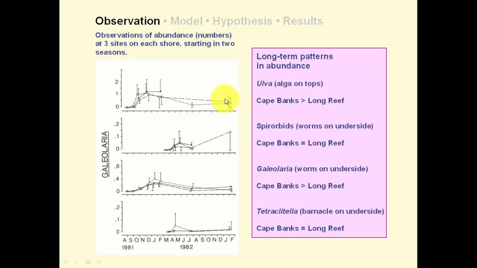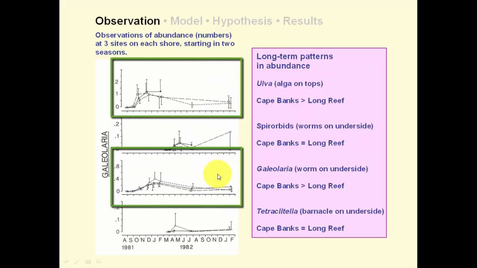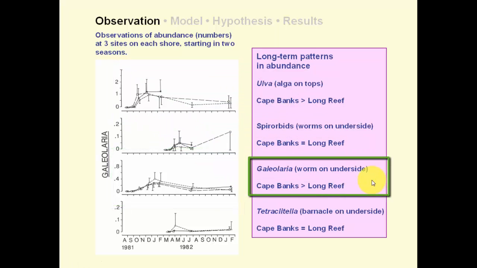Now, one thing you can see, particularly if you compare the top panel to the third panel, is that this animal was consistently more abundant, more common at Cape Banks than at Long Reef. This is especially true if you look at the scale, because it goes up to 3 here and it only goes up to 0.9 here. The same was true in the summer period, but not much arrived anywhere during that time. So if I go over here and generalize, the Galeolaria worm on the underside was typically more abundant at Cape Banks than at Long Reef.